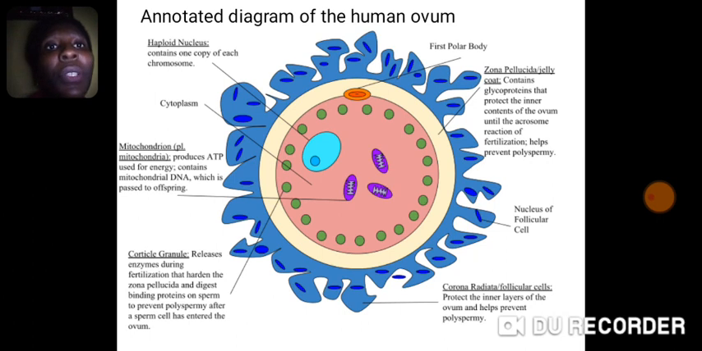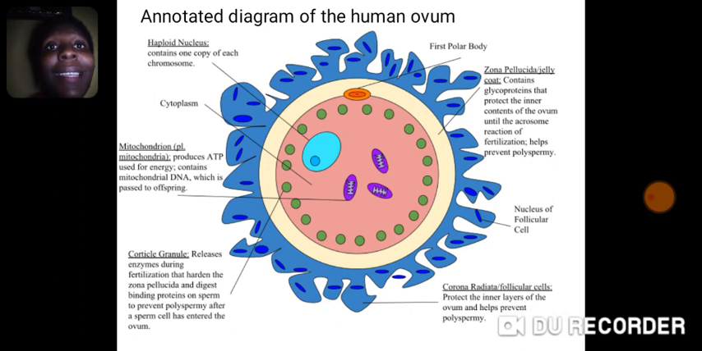Now, the mitochondrion, plural mitochondria, is the powerhouse of any cell. Cellular respiration occurs here, so energy in the form of ATP will be produced. This mitochondrion also contains mitochondrial DNA, which is different from the nuclear DNA. The mitochondrial DNA is only contained in the ovum, and then it will be passed on to the offspring.